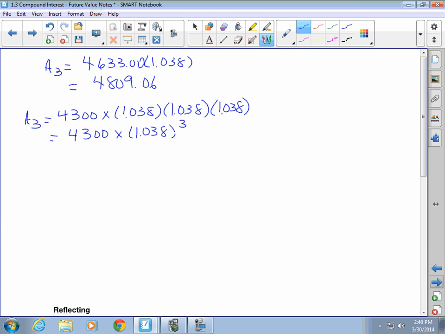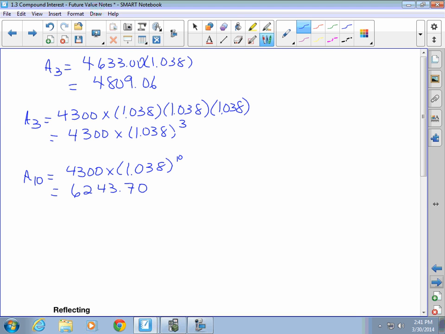So if I've done that 3 times for 3 years, then that makes sense that for 4 years, I would be doing that 4,300 times 1.038, the rate of interest, to the power of 4. So if I wanted to get all the way up to 10 years, then what I would do is multiply that 4,300 by 1.038 to the power of 10. And that would equal 6243.70.